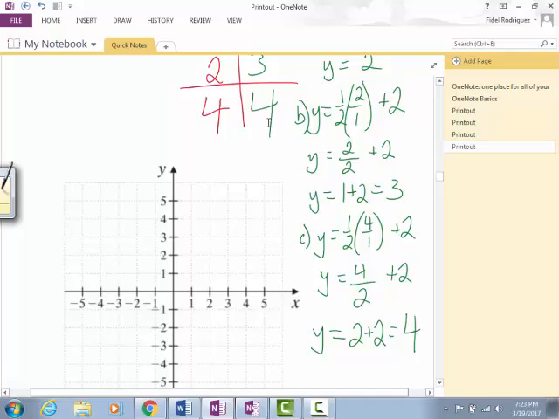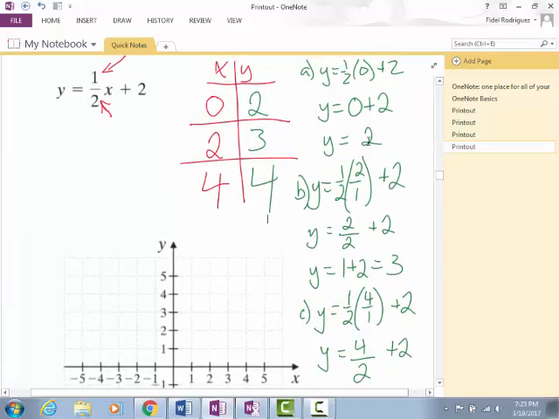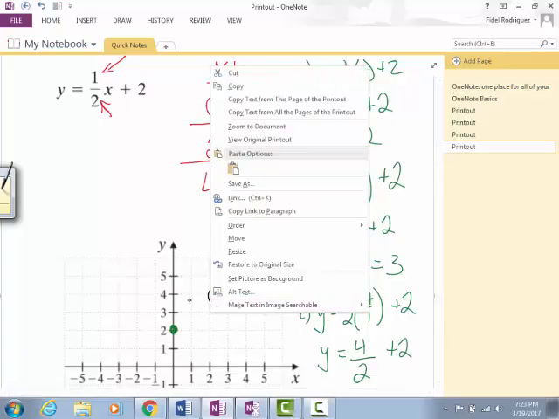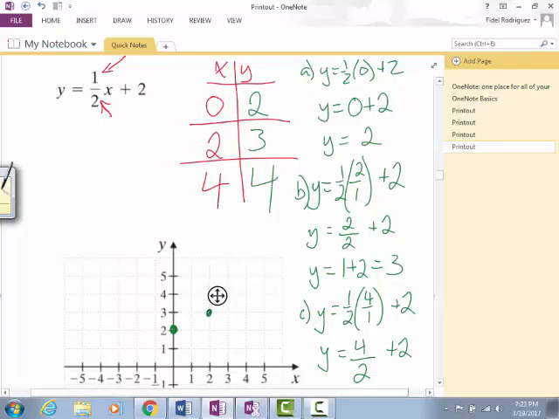Okay, so now I'm going to go ahead and look at my points up here. 0, 2. Let me go ahead and plot 0, 2. So 0, 2 from the middle would mean we're just going to go up to 2. The point 2, 3 would mean we're going to move to the right 2 and up to 3. And my last point is 4, 4. So I'm going to move to the right 4 and then up to 4. And now we can draw our line, and it goes through all 3 points.